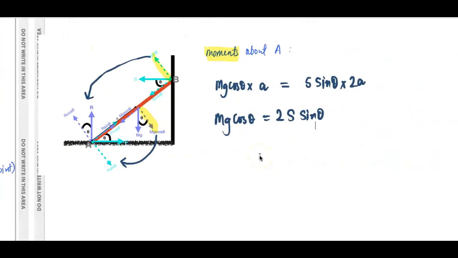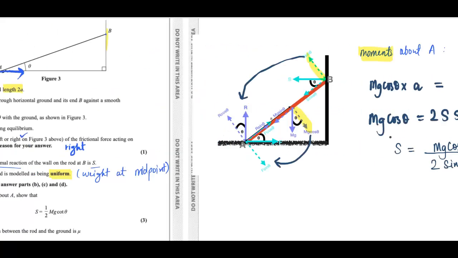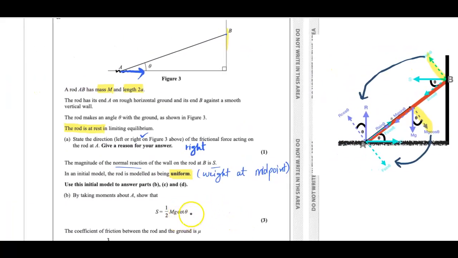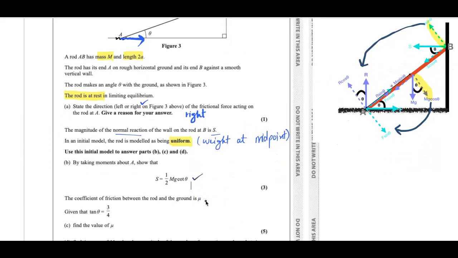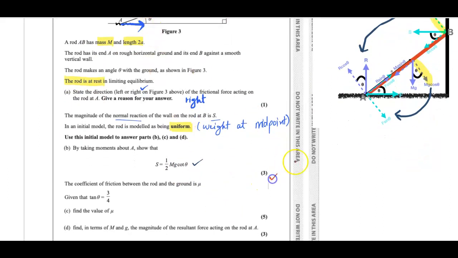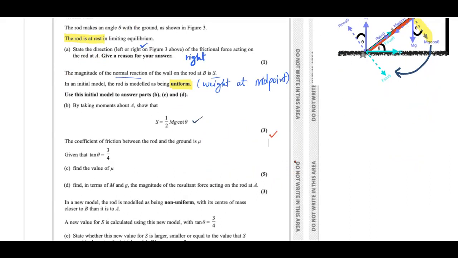I need to check what exactly we have to prove. Okay, so we have to make S the subject. So S is going to be mg cos theta over 2 sin theta. That is nothing but half of mg cot theta, right? And I think this is what we need to prove. So half of mg cot theta. It's done, and we have got our 3 marks. Very well done. Great job. Okay, the next part we have over here is for 5 marks, the coefficient of friction.